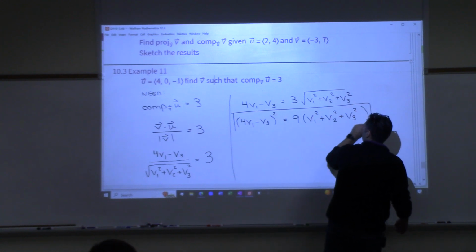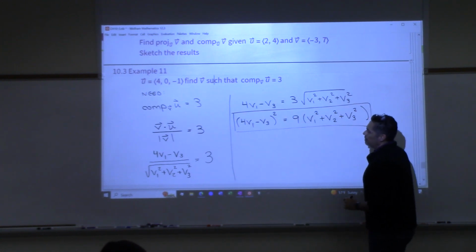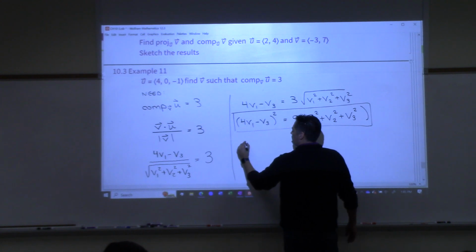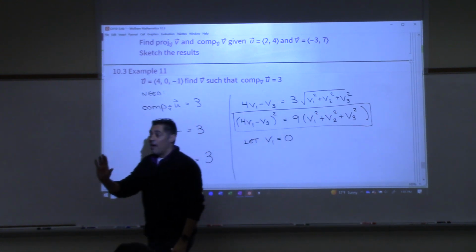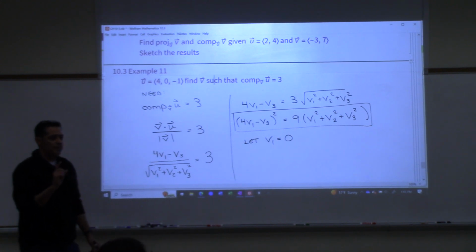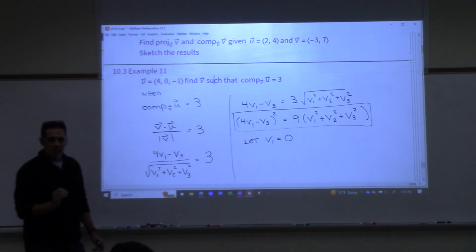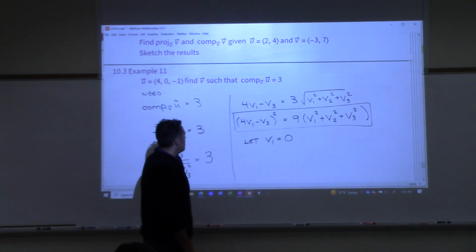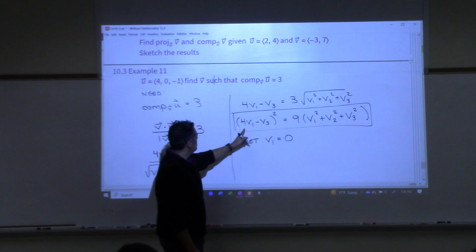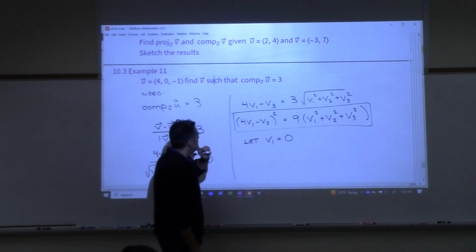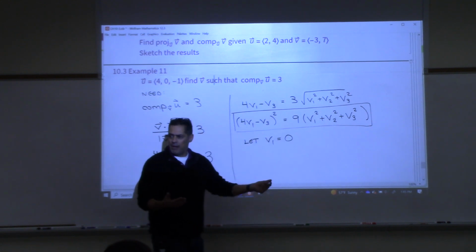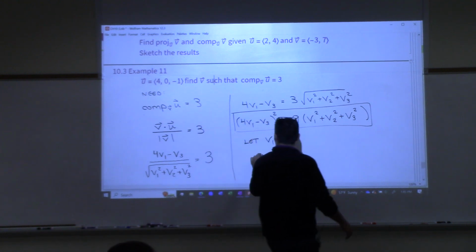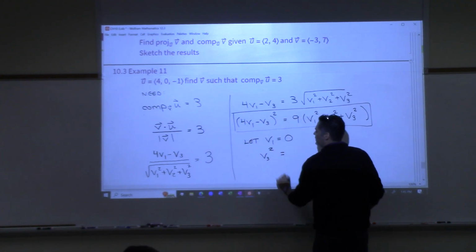This is kind of like my master relationship here, all right? And that is, let V1 be 0. I'm just going to see what happens if I imagine that the first component of my vector V is 0. All right, so if V1 is 0, what does the left-hand side turn into over here? Just negative V3 squared, right? And when you square the negative, it becomes positive. So you get V3 squared on the left.